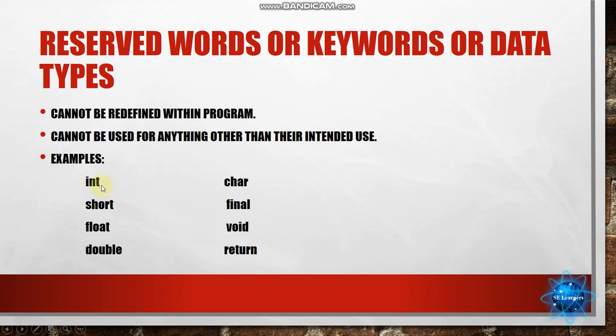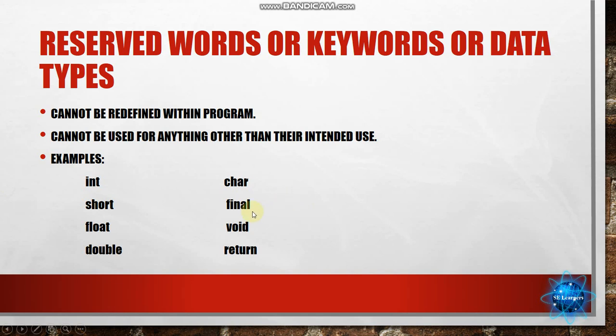Int is an integer data type with a special range. Int, short, long, these three are integer data types. They have different ranges. Float and double are used for floating point numbers, meaning 1.2, 7.3 and all that. Char and string are character type data types, we can use alphabets in them.